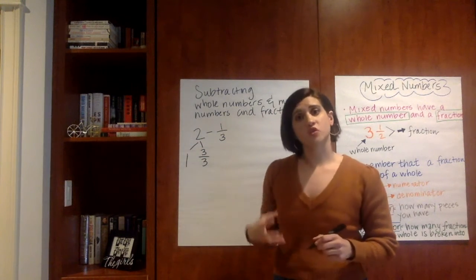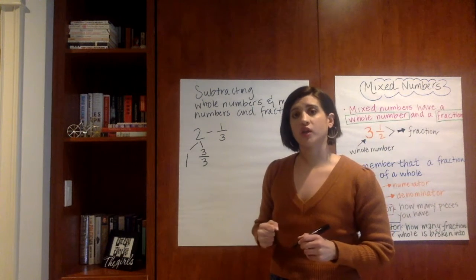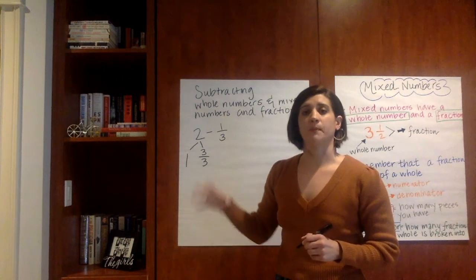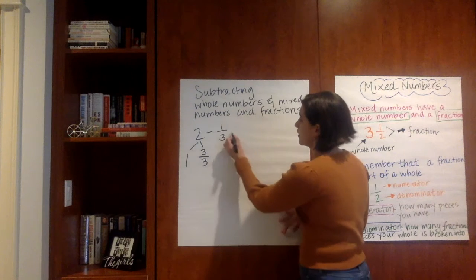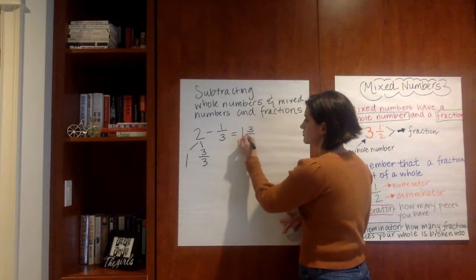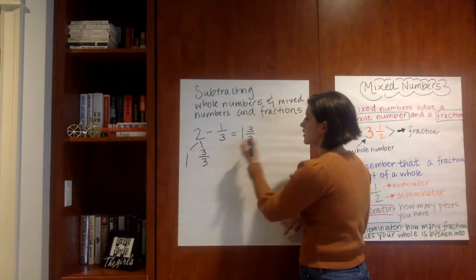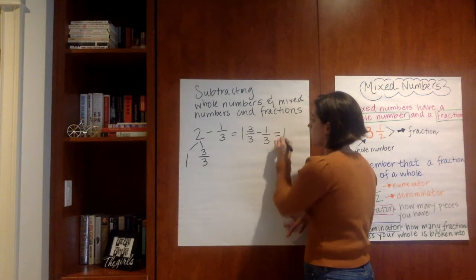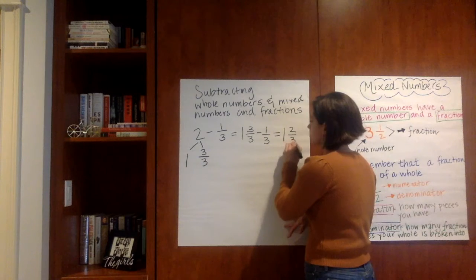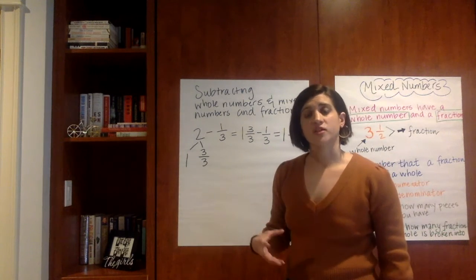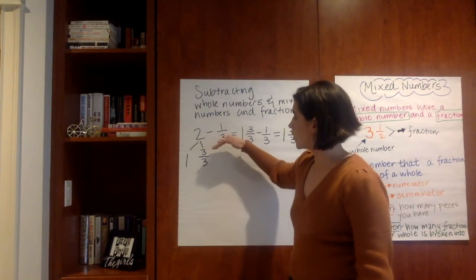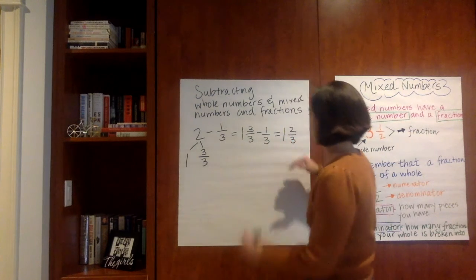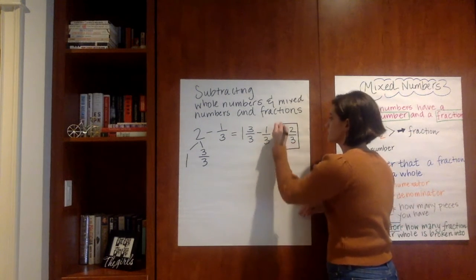So in order to subtract 2 minus 1/3, I convert my 2 into a mixed number of 1 and 3/3. 1 and 3/3 minus 1/3 equals 1 2/3. Therefore, the difference between 2 and 1/3 is 1 and 2/3.